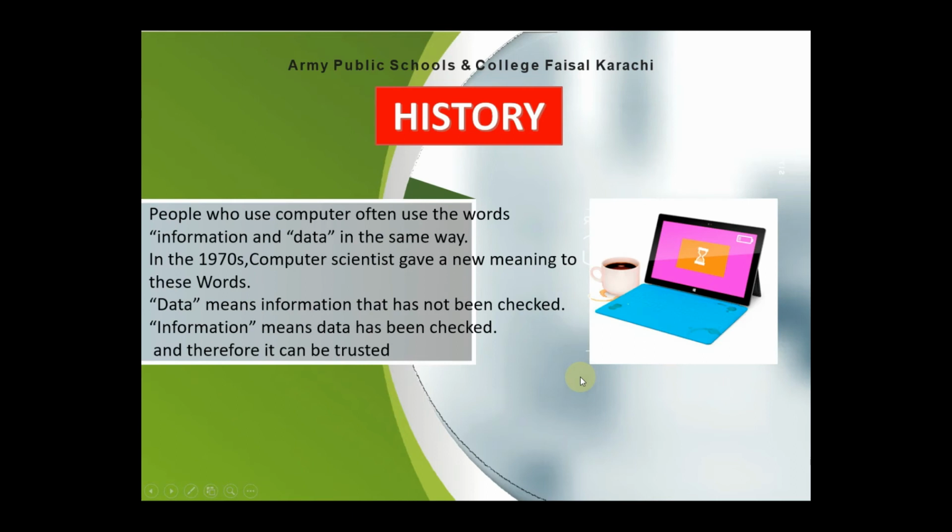Let's move on to history. People who use computers often use the words information and data in the same way. In the 1970s, computer scientists gave a new meaning to these words because data means information that has not been checked as we discussed before, but information means data has been checked and therefore it can be trusted. Understand now?